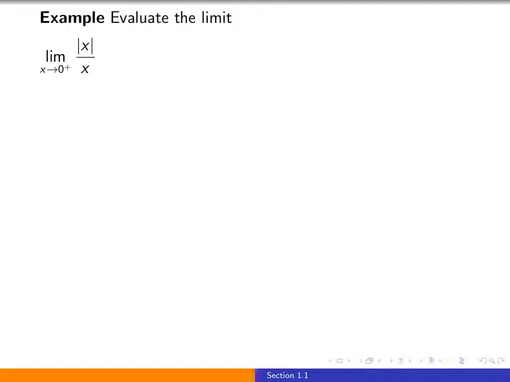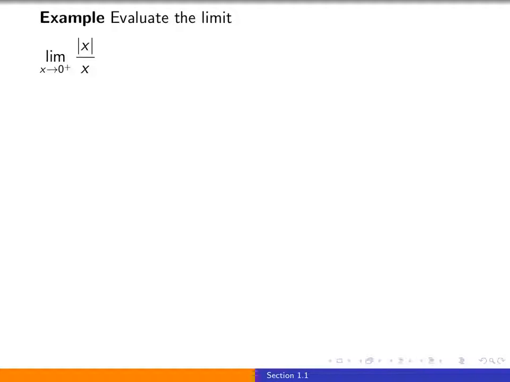So let's evaluate the given one-sided limit: as x approaches 0 from the right, of the absolute value of x over x. This example is a bit different than the previous two, in the sense that x equals 0 is not going to be a vertical asymptote of the function. The reason is we have something to cancel it with in the numerator.